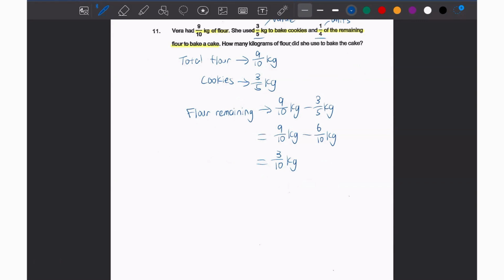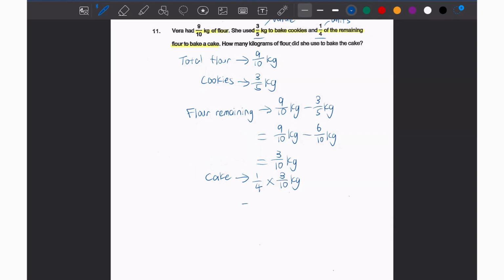Okay, next, we want to find how many kilograms of flour she used to bake the cake, right? So she used 1/4 of the remaining 3/10 kg. So in order to find how much flour was used to bake the cake, we just take 1/4 multiplied by the 3/10 kg that is left. Okay, because she used 1/4 of 3/10 kg. So you take 1/4 times 3/10 kg.